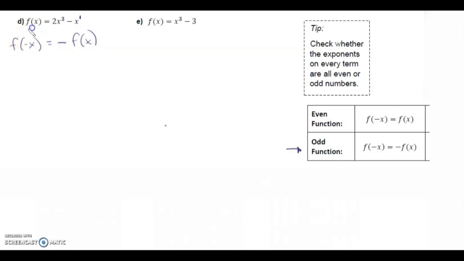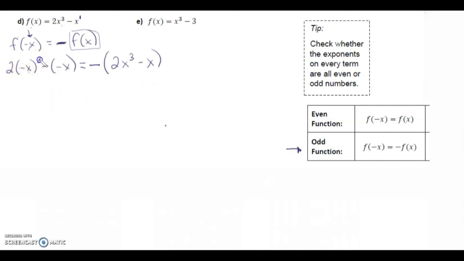We're going to rewrite f of x, but instead of writing x, we're going to write negative x in a bracket. So 2 times negative x cubed minus negative x, and then equals negative, and then we're going to write f of x all together. So 2x cubed minus x. And now all we do is simplify.